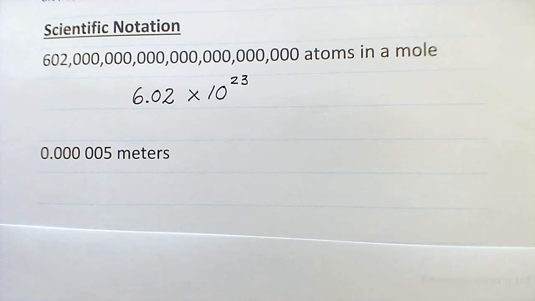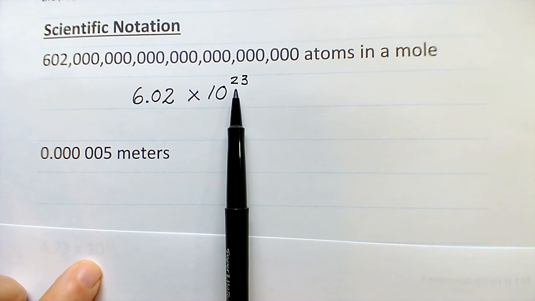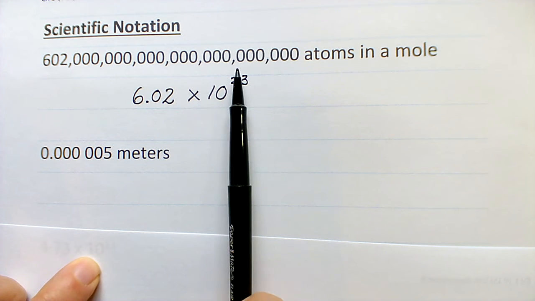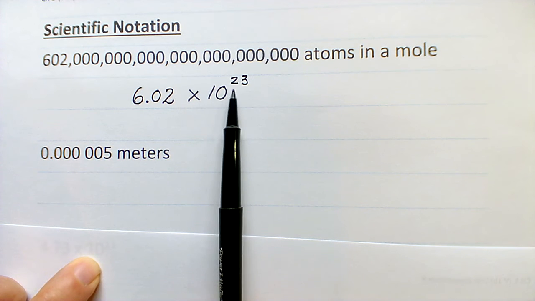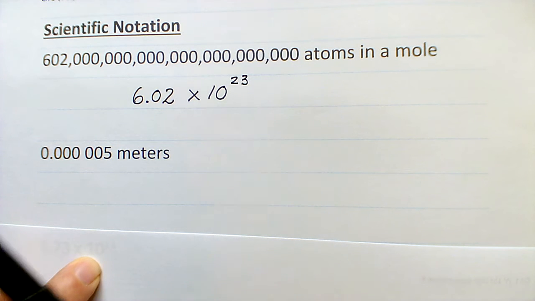And so this makes it a lot easier. Instead of counting zeros in books and documents and papers, it's much easier just to look at a number to see what the magnitude of the number is. So the 23 is sometimes referred to as the magnitude of the number. It gives you an idea of how big the number is.